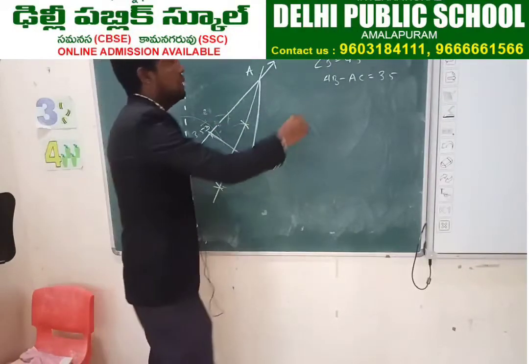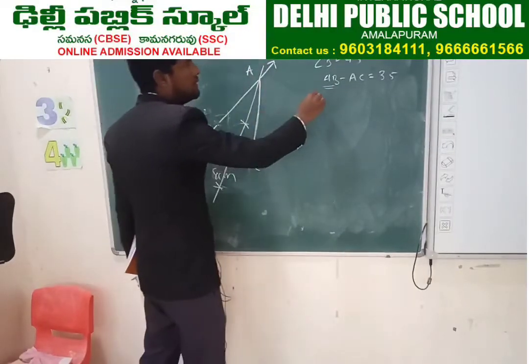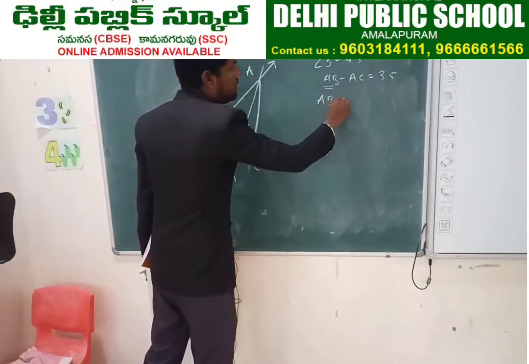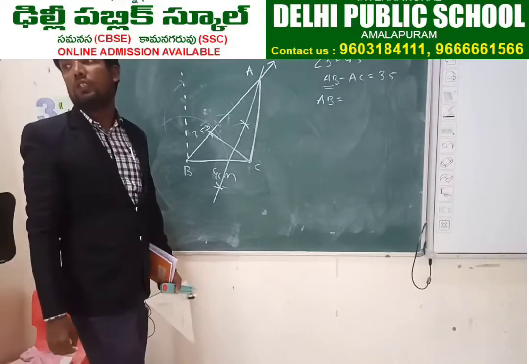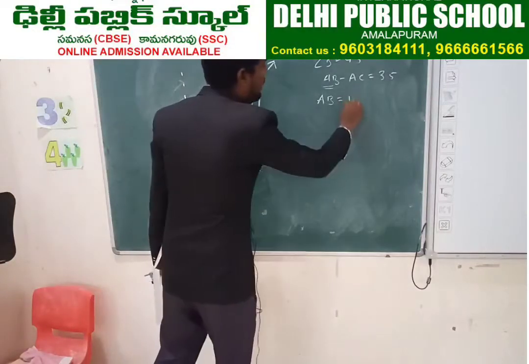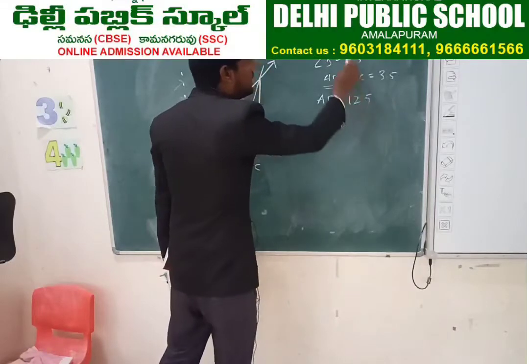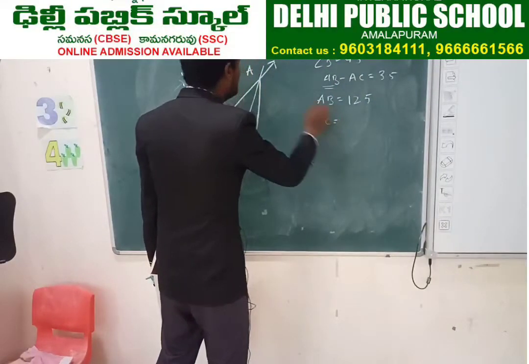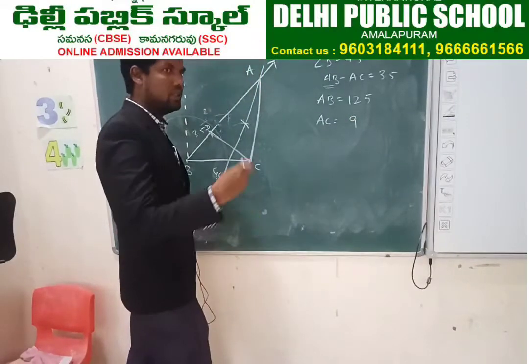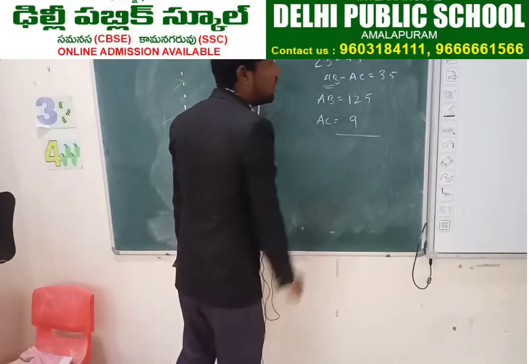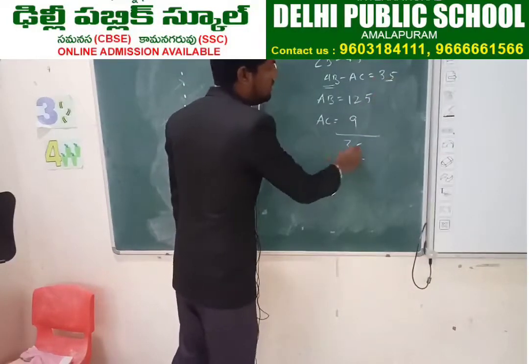Now what you have to do? Measure this AB. Where is A here? A to B, how many centimeters are you getting here? 12.5. 13. Okay, no problem. Write down here. Then measure AC. 9. AC is 9. You can write here. Now subtract this one. How much are you getting? 3.5. You got 3.5, right?